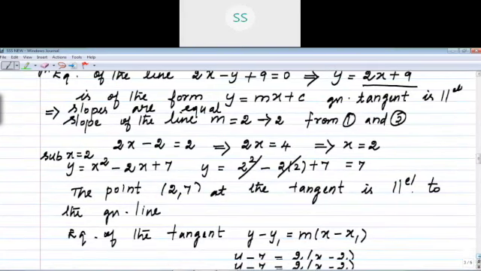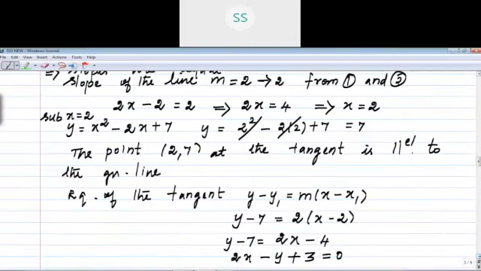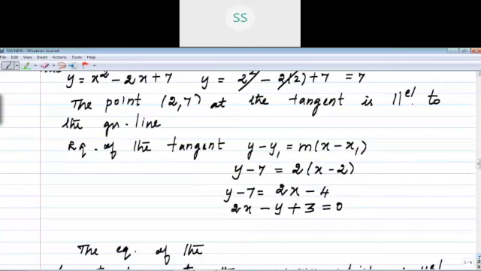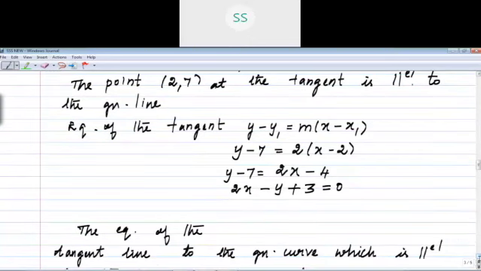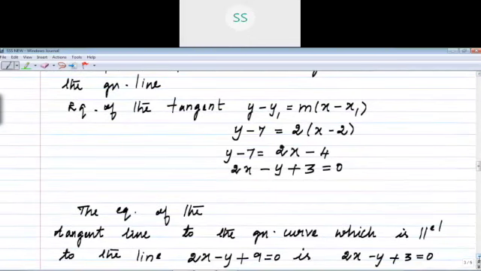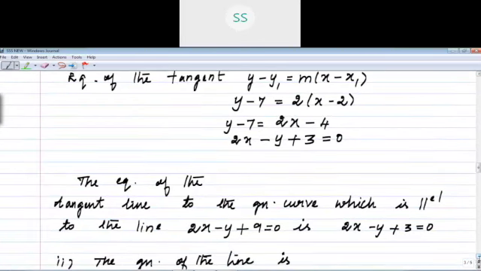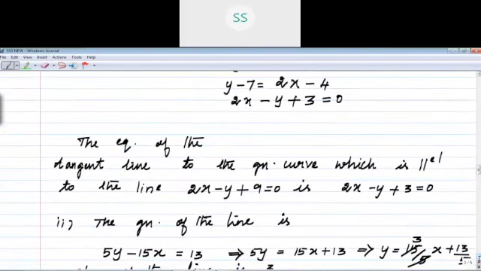Equation of the tangent you found, y - 7 = 2(x - 2), you arrived at the result 2x - y + 3 = 0. The equation of the tangent line to the given curve which is parallel to the line is 2x - y + 3 = 0. The given equation of the line is 5y - 15x = 13. That part is over. The second part you are doing, right?